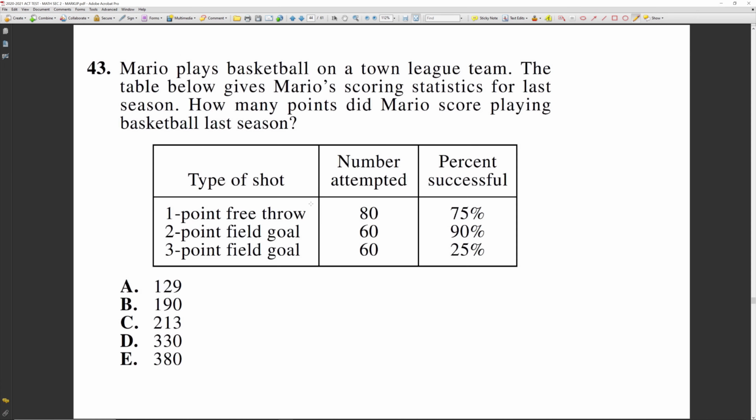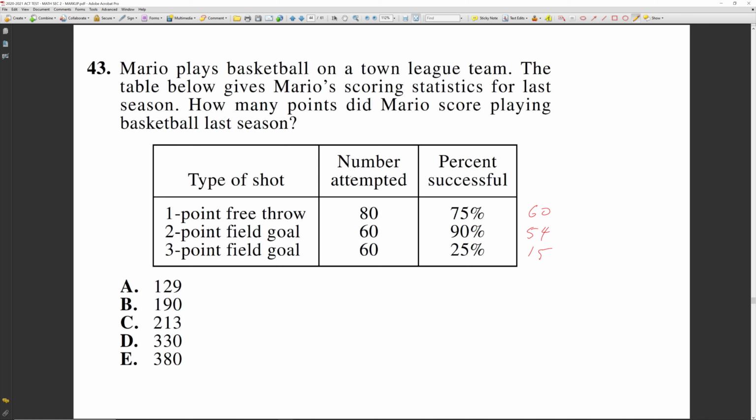There you go. Mario plays basketball on a town league team. The table below gives Mario's scoring statistics for the last season. How many points did Mario score playing basketball last season? So let's do the 1 point. So 80% and a successful 75%. So this is really 90% of this, which is 54, and 25% of 60 is 15.